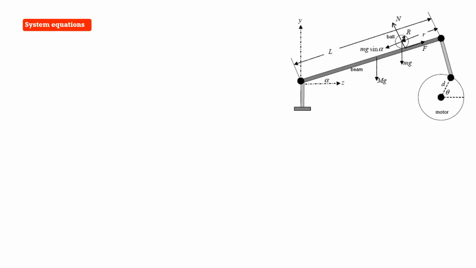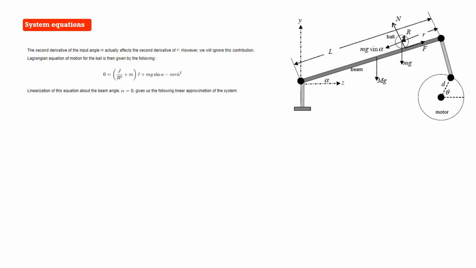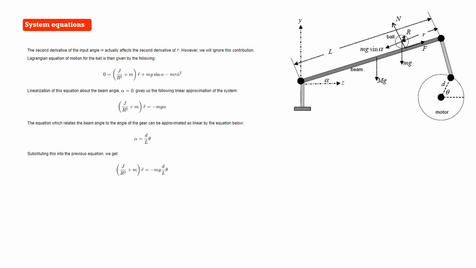Now the system equations. The second derivative of the input angle alpha actually affects the second derivative of r. However, we will ignore this contribution. The Lagrangian equation of the motion of the ball is then given by the following equation. Linearization of this equation about the beam angle alpha equal to 0 gives us the following linear approximation of the system. The equation which relates the beam angle to the angle of the gear can be approximated as linear by the equation. Substituting this into the previous equation, we get the final one as.